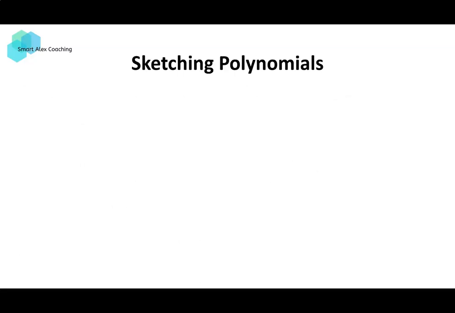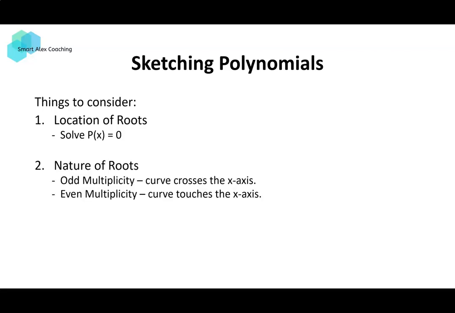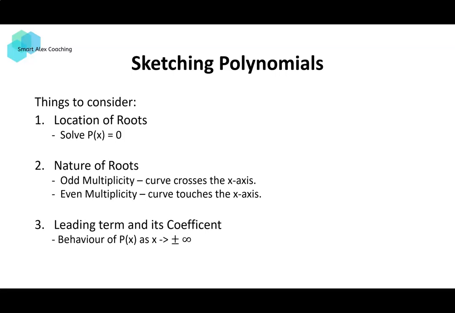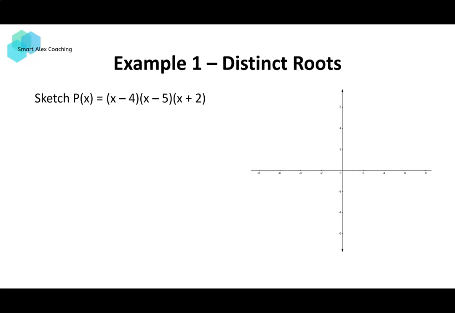When sketching polynomials, there are three things we need to consider. First is the location of the roots. This can be obtained by solving p of x equal to 0. Second is the nature of the root. If a root has odd multiplicity, the curve will cross the x-axis, sometimes with a kink. If a root has even multiplicity, the curve will simply touch the x-axis. The leading term and its coefficient will determine the behavior of the polynomial function as x approaches positive and negative infinity. Let's look at example 1.